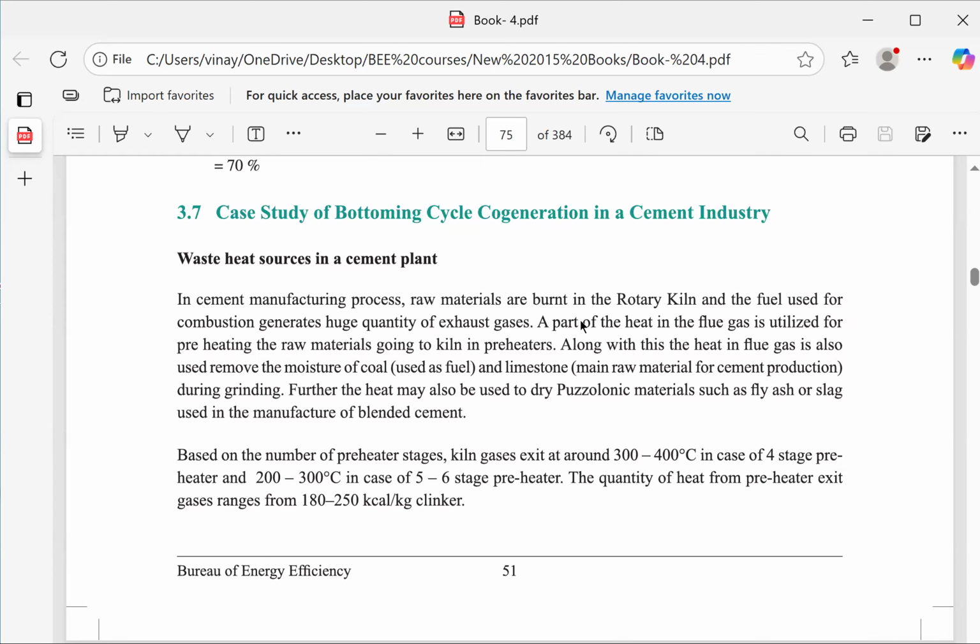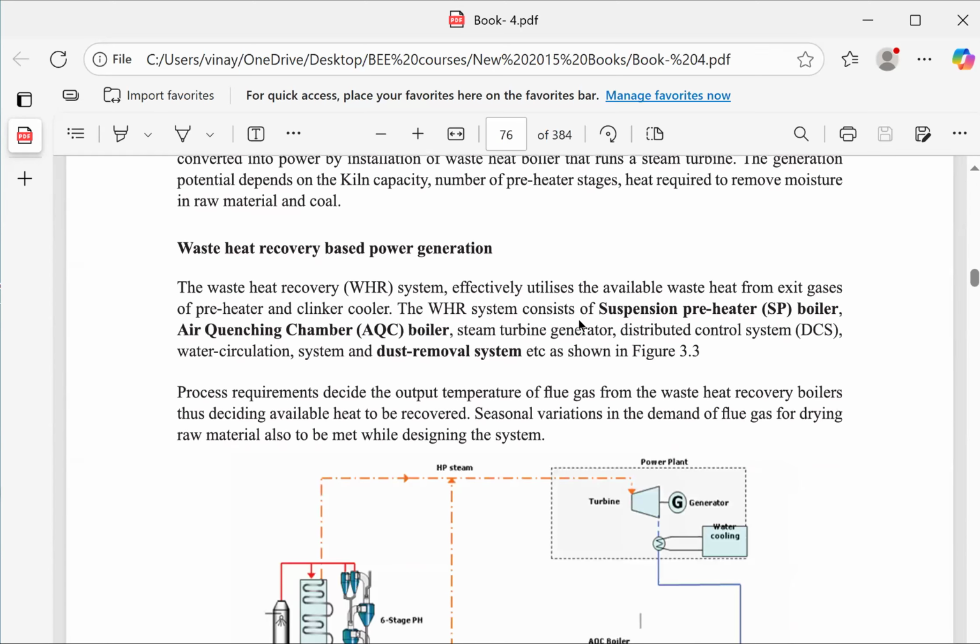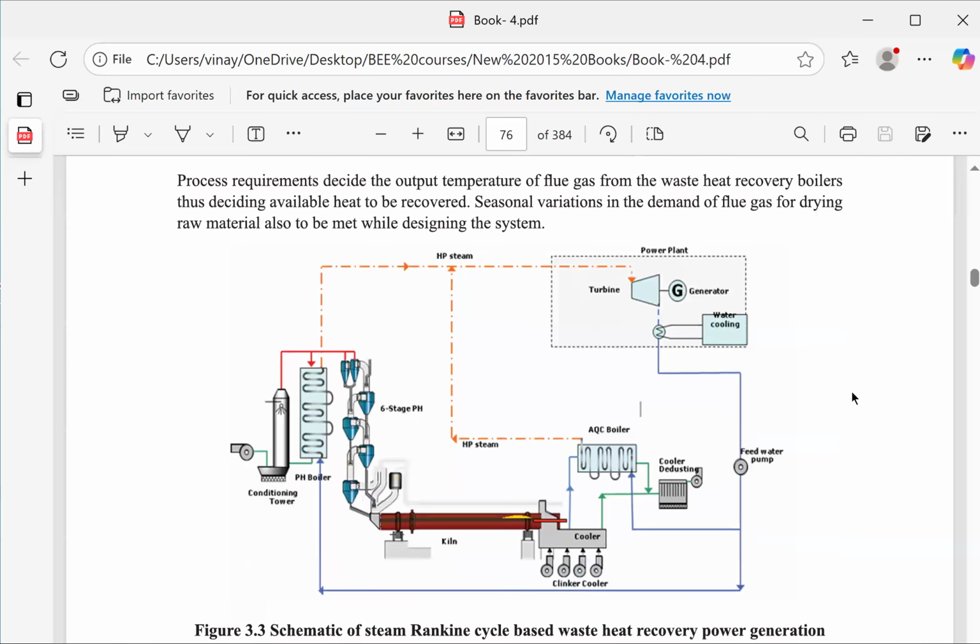Now, waste heat sources in a cement plant, you read this. This is the explanation of what they are doing in the kiln and what they are using. This is a block diagram, which is very simple to understand. Here, the kiln is a furnace where the fuel is burned, and very high temperature gases are exhausted.